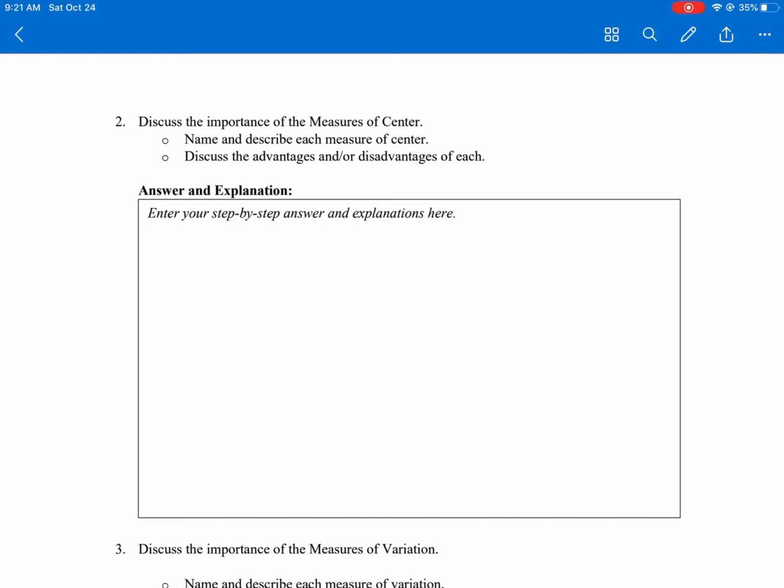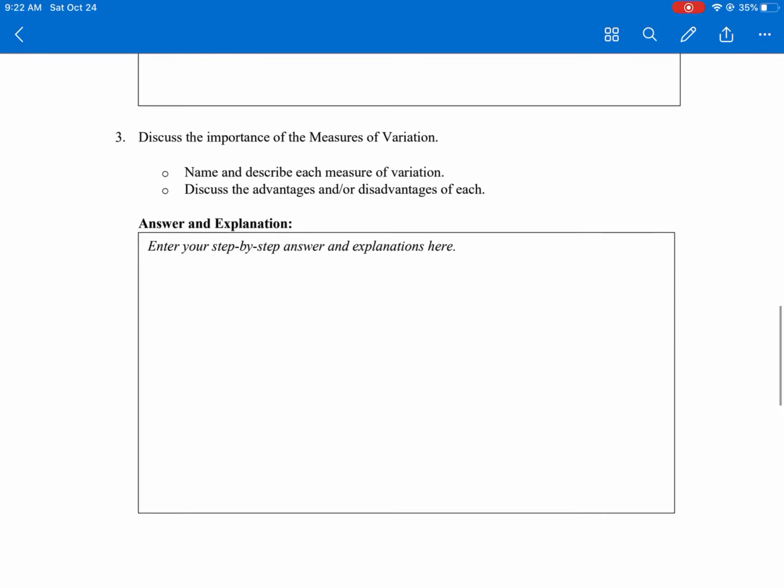Part two, discuss the importance of the measures of center. Name and describe each measure of center. Discuss the advantages and/or disadvantages of each. This is found in your notes, and if you watch the Module 1 live classroom, we do go over this answer there. And same thing with three.